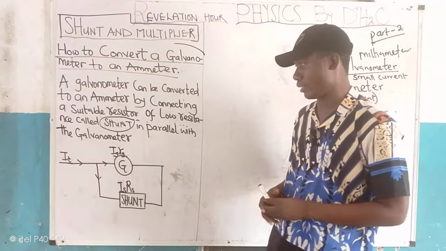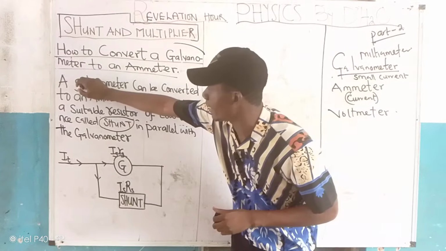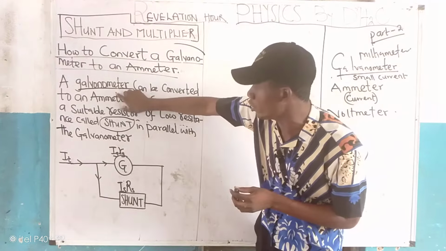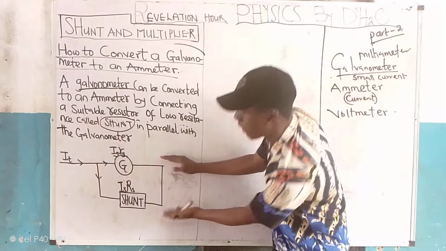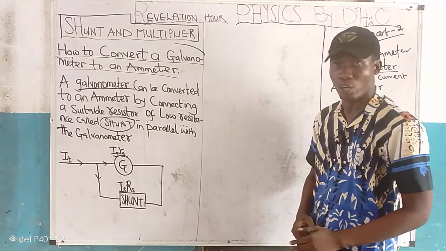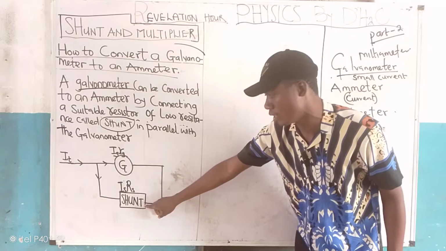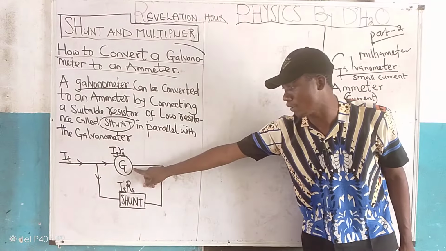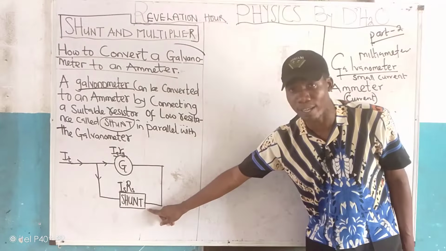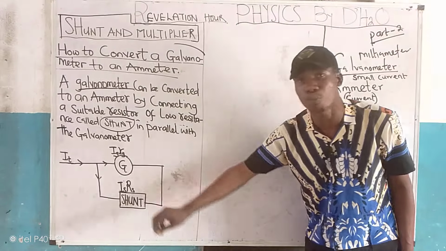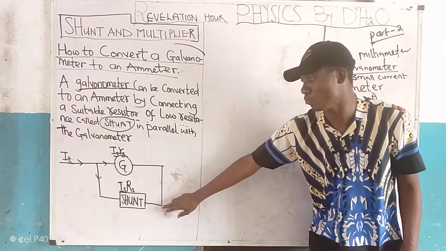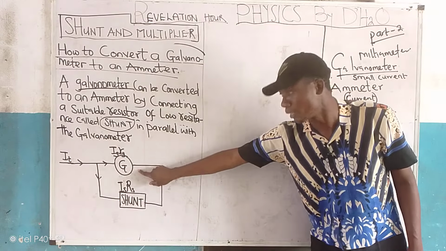Wow, that's interesting. That is to say, I can turn my galvanometer into an ammeter by just connecting the shunt with the galvanometer in parallel. So the circuit diagram you have on the board is a parallel connection of your galvanometer and your shunt. This shunt enables the galvanometer to behave like an ammeter. With the help of this low resistor called shunt, this galvanometer will be able to measure large amounts of current. So the shunt must be in parallel with the galvanometer.